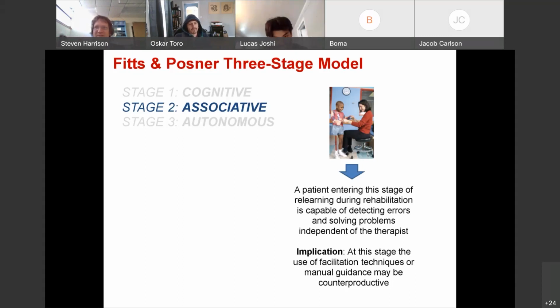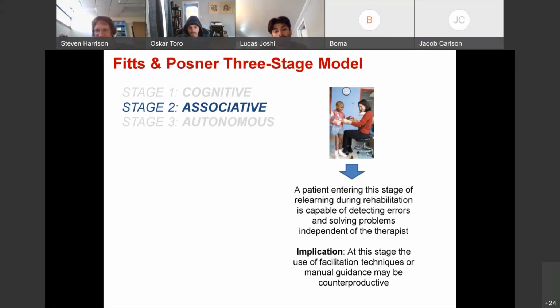Okay, so the implication at this stage, the use of facilitation techniques, or verbal descriptions, or manual guidance may be counterproductive. When we're talking about manual guidance, it's a technique that's going to be useful for revealing to a patient a gross pattern of motion. Converging upon a gross pattern of motion is something that's going to want to be discovered, or is thought to be discovered, at the cognitive stage.